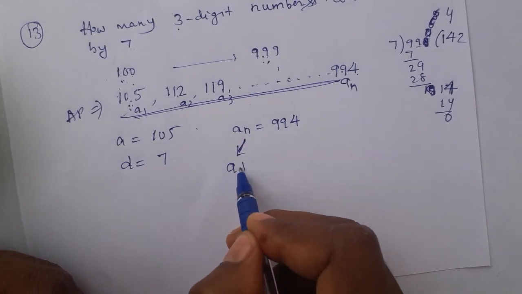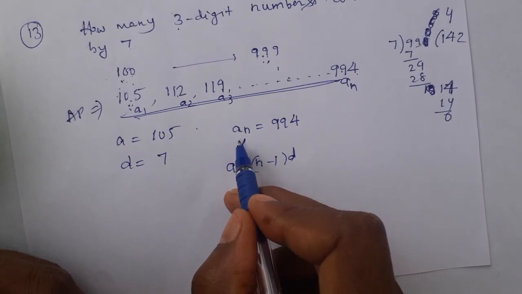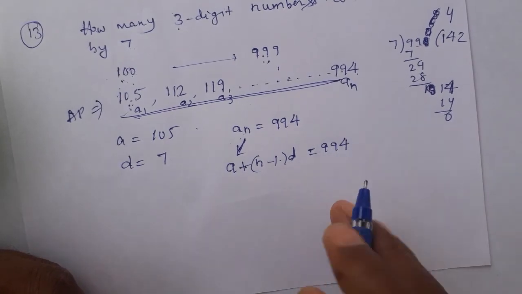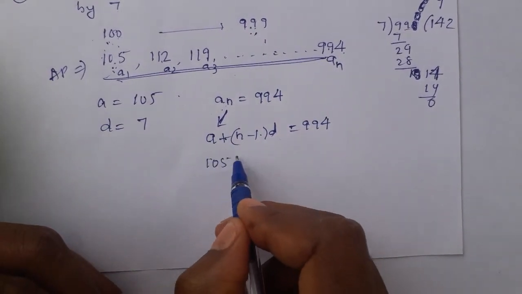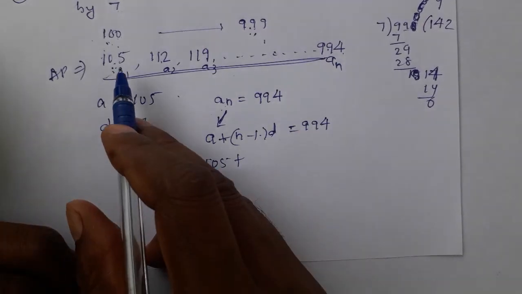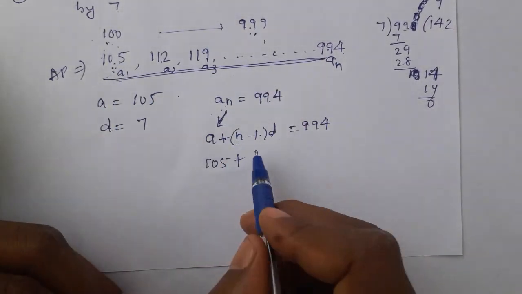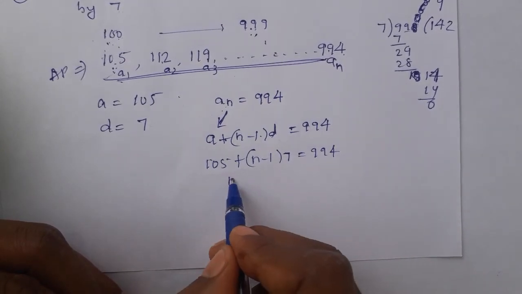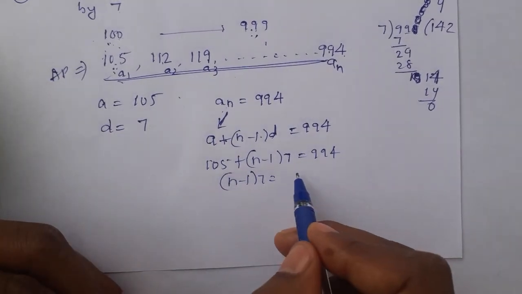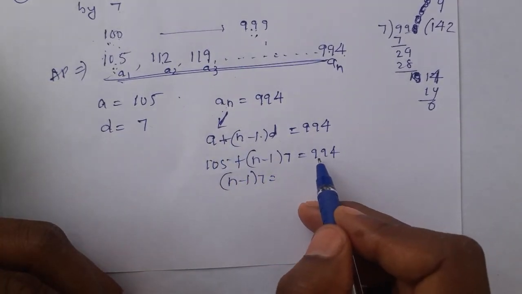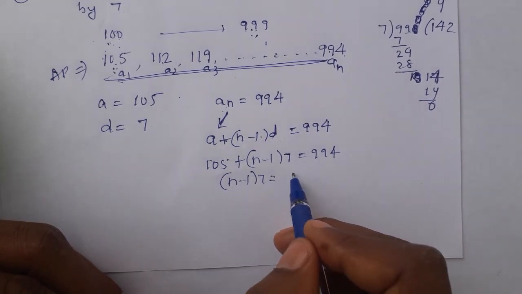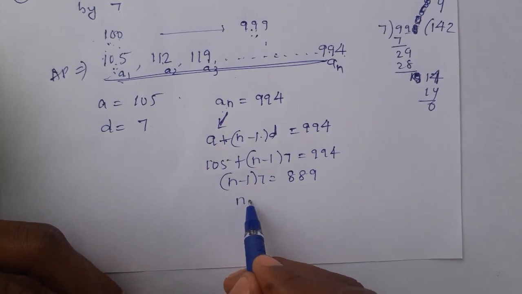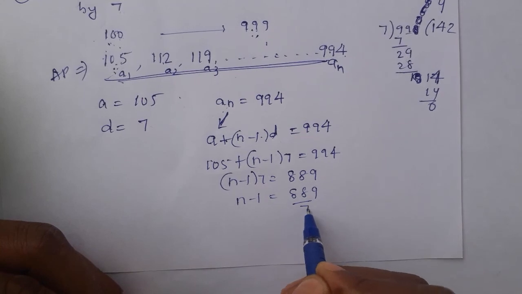How to expand AN? AN equals A plus N minus 1 into D, which equals 994. The value of A is 105, which we select from the progression. N minus 1 is unknown, and the difference is 7. So 105 plus N minus 1 into 7 equals 994. Shifting 105 to the other side, we subtract it: 994 minus 105 is 889. N minus 1 is equal to 889 by 7.